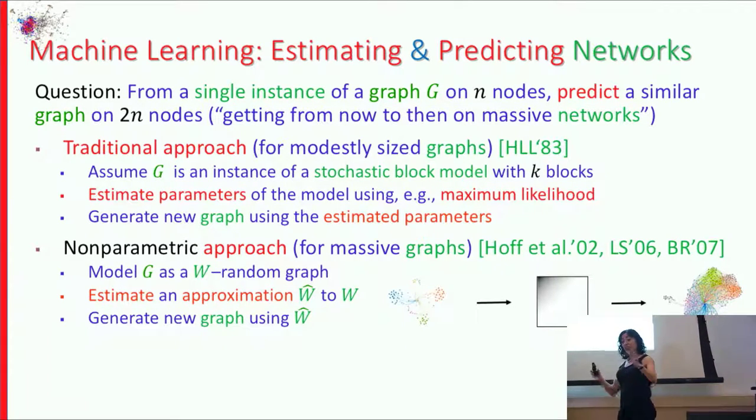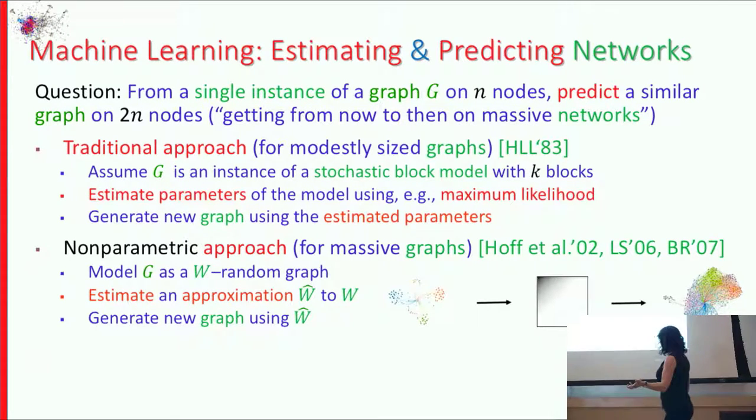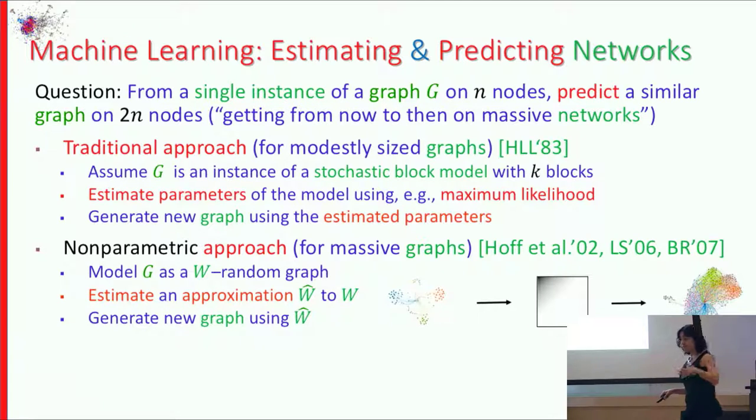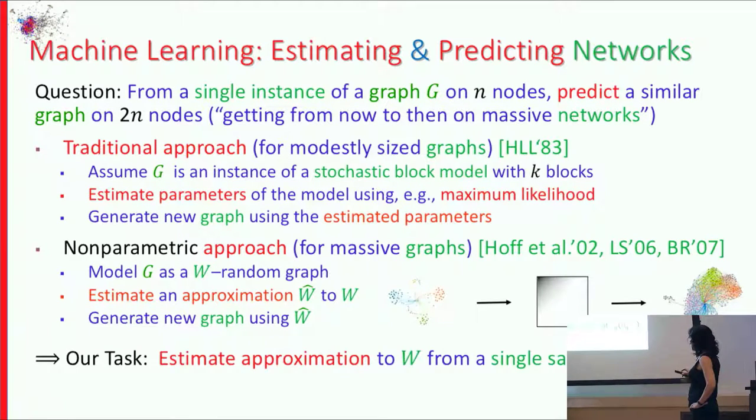So there are people doing this. So Edo Airoldi, is that how he pronounces his name? Airoldi is using this on LinkedIn. He's looking at LinkedIn data, he's estimating a graphon from it, okay? And then he's telling LinkedIn about properties of LinkedIn in the future, using his estimate to generate graphs, okay? So our task is to estimate an approximation to the actual Facebook, the actual LinkedIn, from a single sample of this, for example, okay?